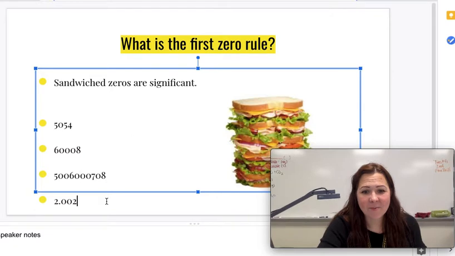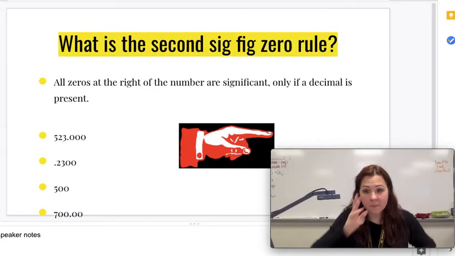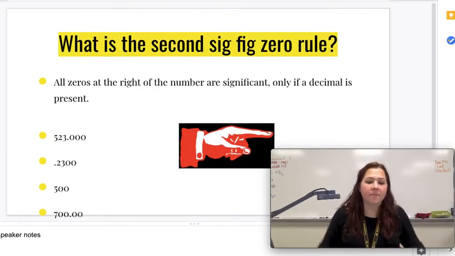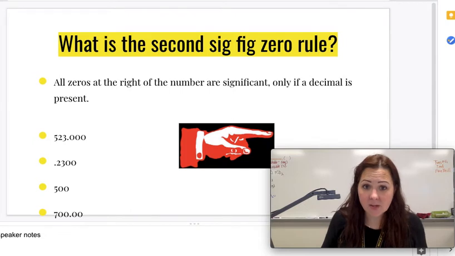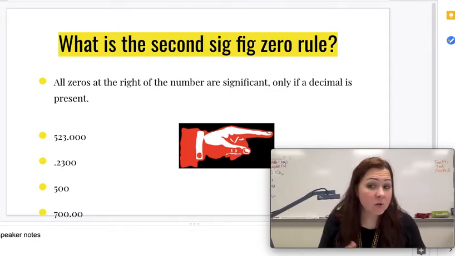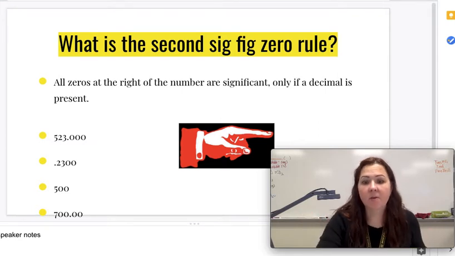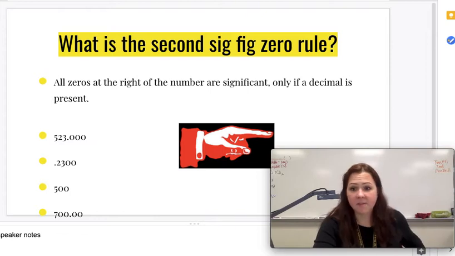Now we're going to get into the part where they do or don't. And these are leading zeros and trailing zeros. So the second rule says all zeros at the right of the number are significant only if the decimal is physically written in that number. If there is no decimal place written in that number, we're acting like it doesn't exist. Again, we're looking at digits, not the numbers themselves.